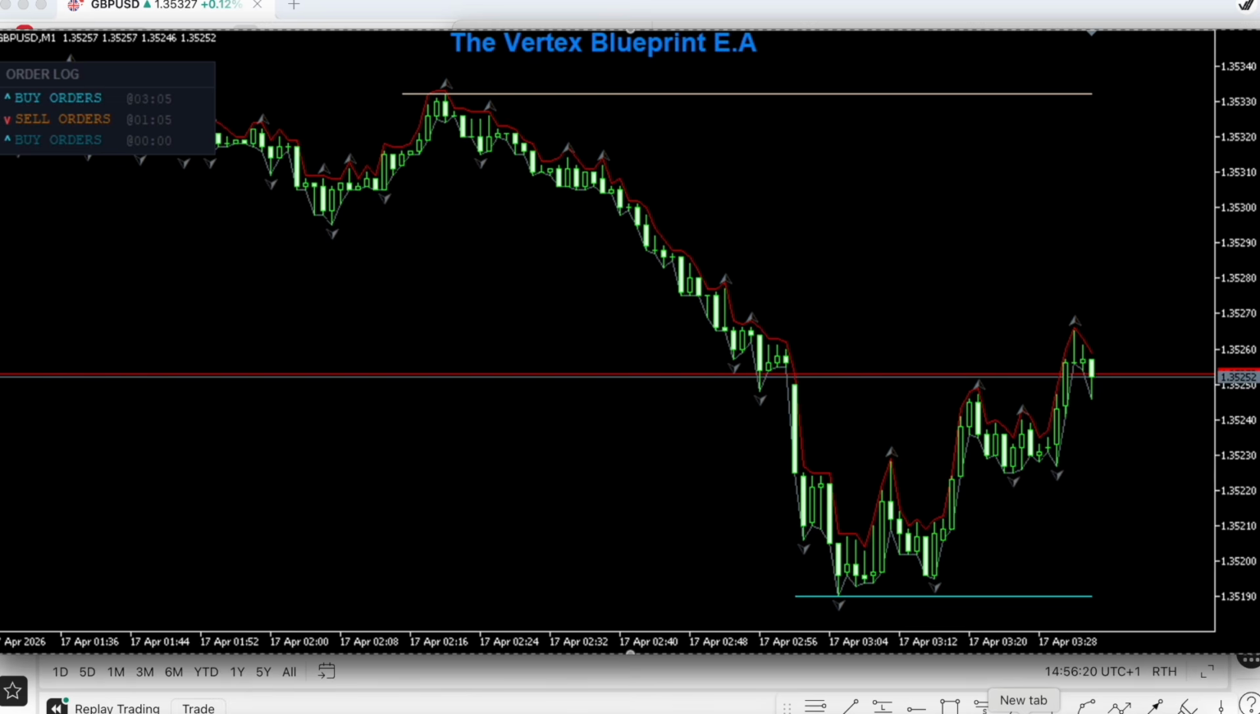So in this video, we're going to carry on doing the same sort of breakdowns of the blueprint edge, where I'll show you executions of the actual algo taking the trade. But obviously, anything that algo takes, you can take manually, but it just shows you a breakdown of how you can execute as well. So let's just crack on with it.